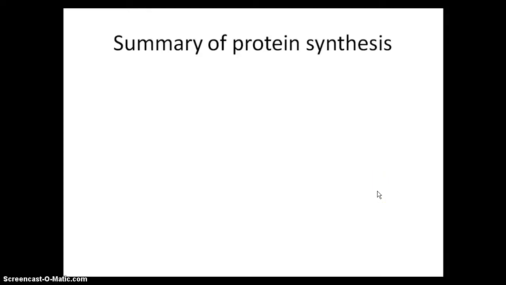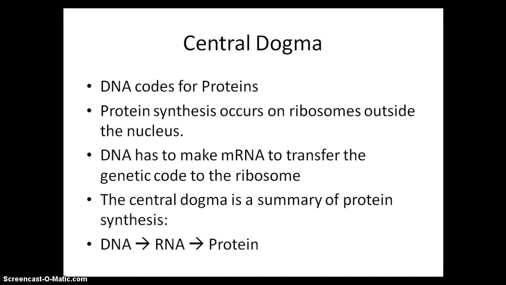Hello folks, let's summarize the process of protein synthesis. Protein synthesis can be described or summarized in terms of what is called the central dogma. The central dogma is, in essence, DNA to RNA and RNA to protein. That's the central dogma. It includes the processes of DNA coding for proteins.